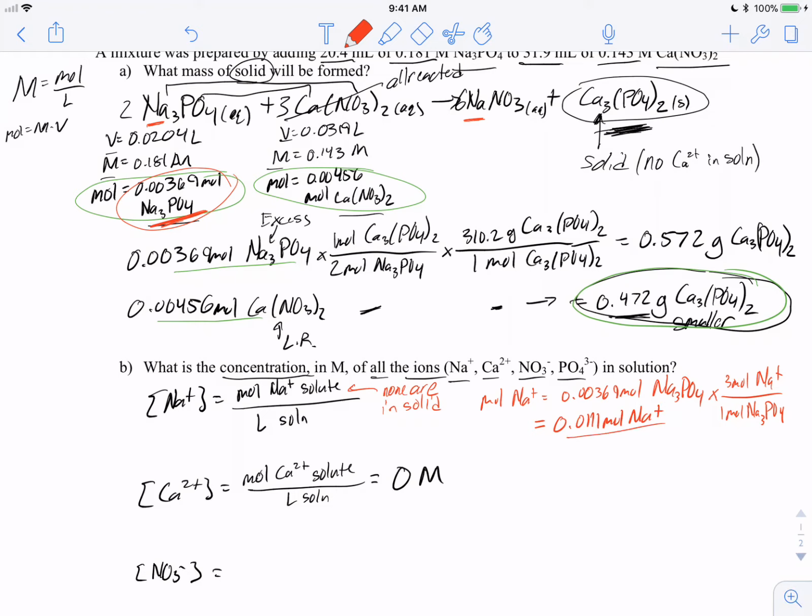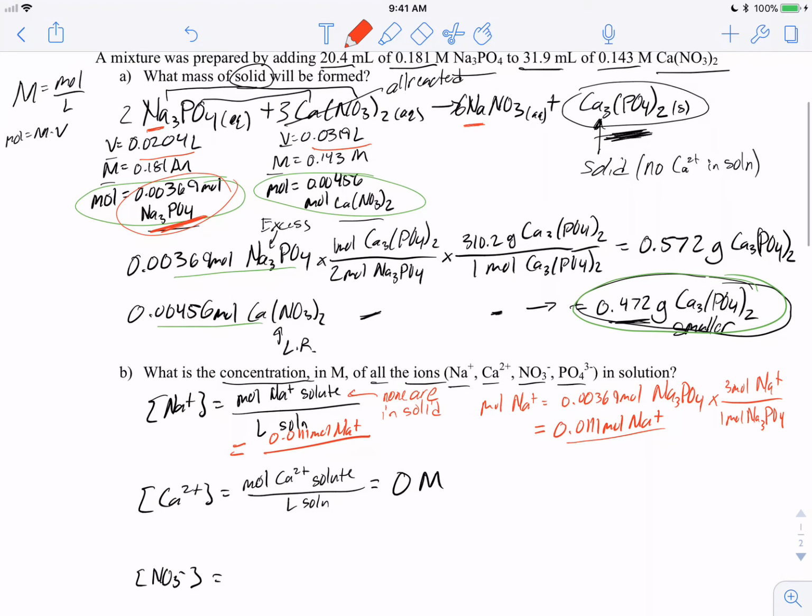Now we have the moles of sodium ions. Those are all still free in solution. None of them got pulled into the solid. So the concentration of our sodium ions is going to be 0.0111 moles of sodium divided by our total volume. That would be our 0.0204 plus our 0.0319 liters, which ends up being 0.0523 liters of solution total. We would end up getting a concentration of 0.212 molarity of our sodium ions. Again, none of the sodium ions got pulled into the solid. All of them are still dissolved and dissociated in our solution.